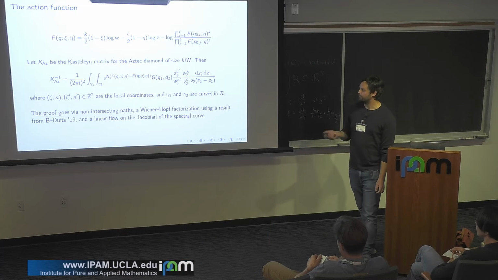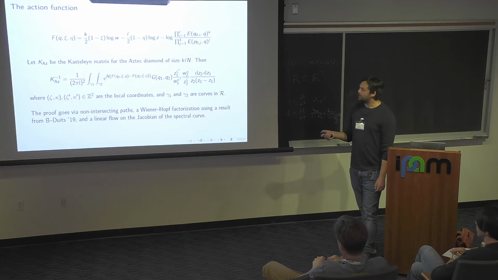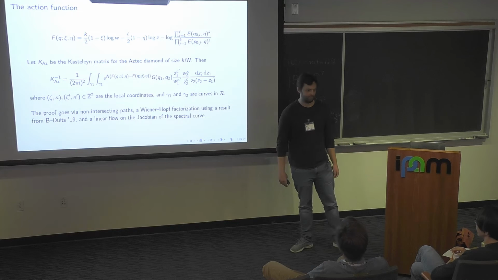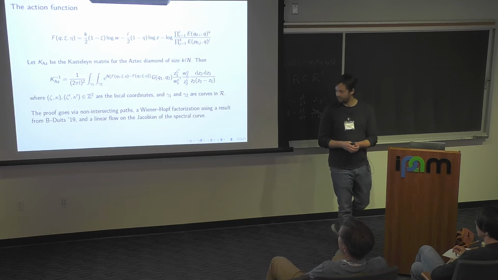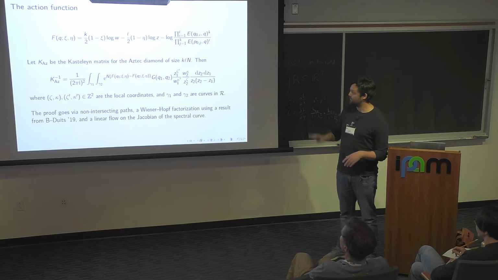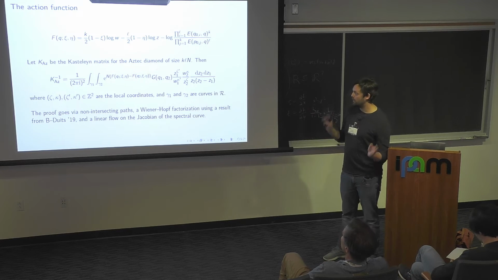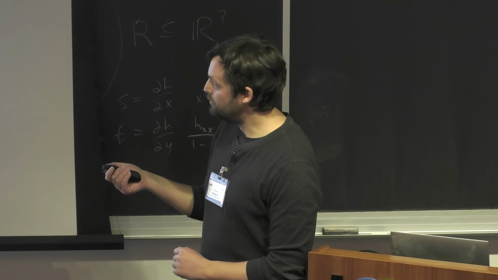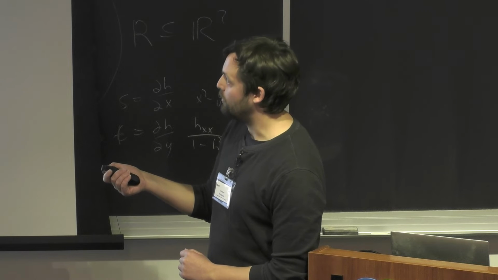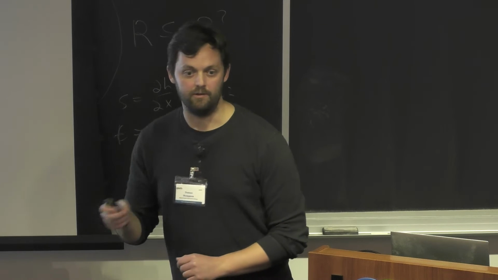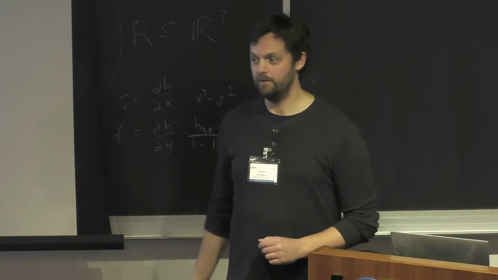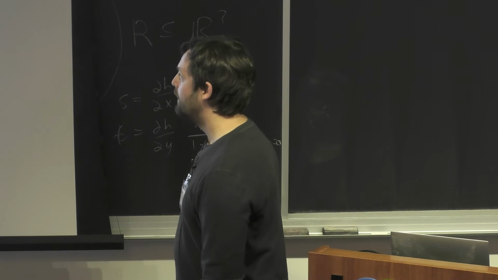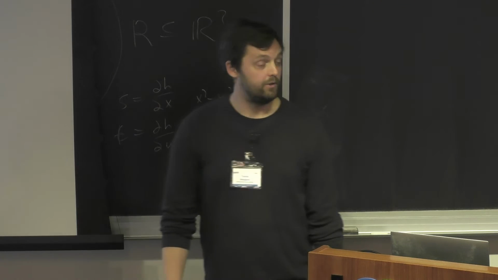What I want to say with this slide is that this is a perfect formula for steepest descent analysis. If you know what steepest descent analysis is, then you understand why this is the case. If you don't, don't worry about it. But what you want to do is look at the critical points of this action function. That will describe the limit. And that's also what we do here.